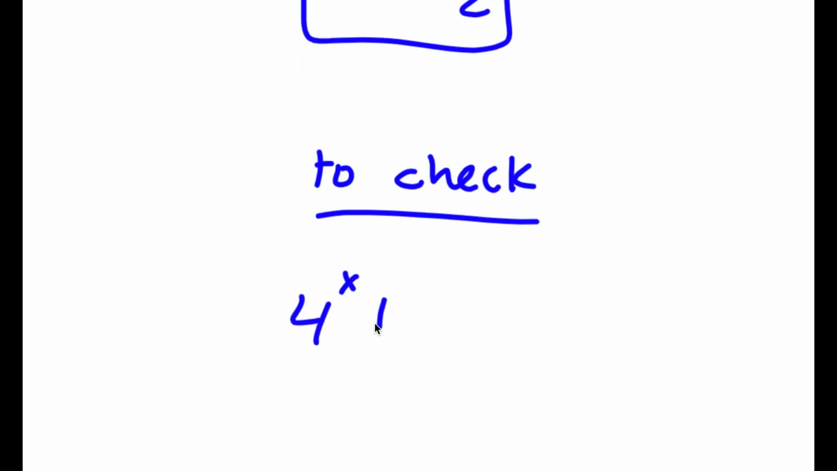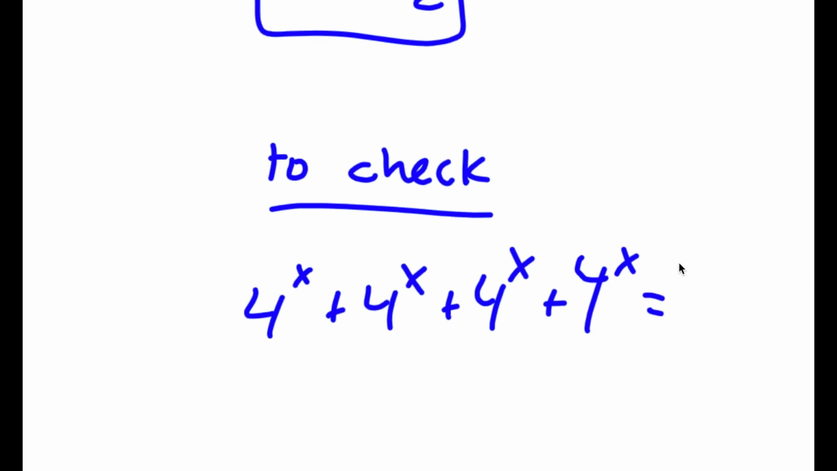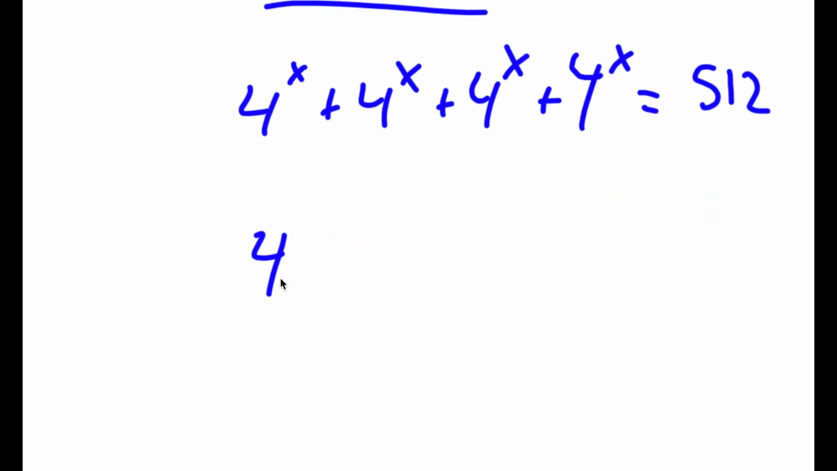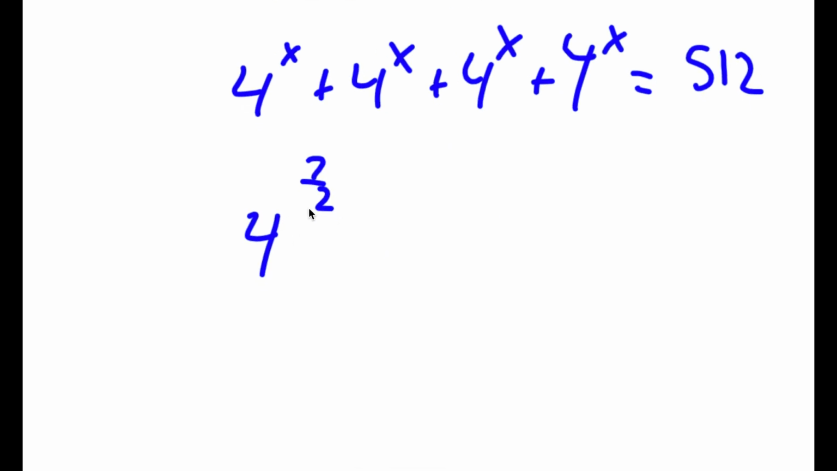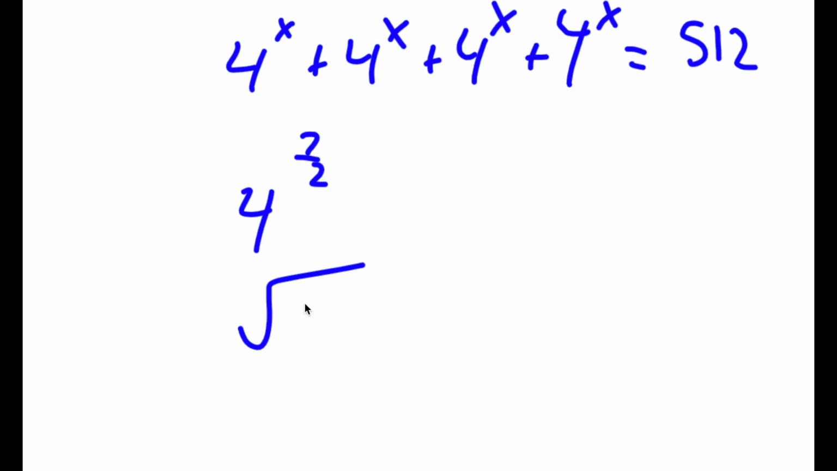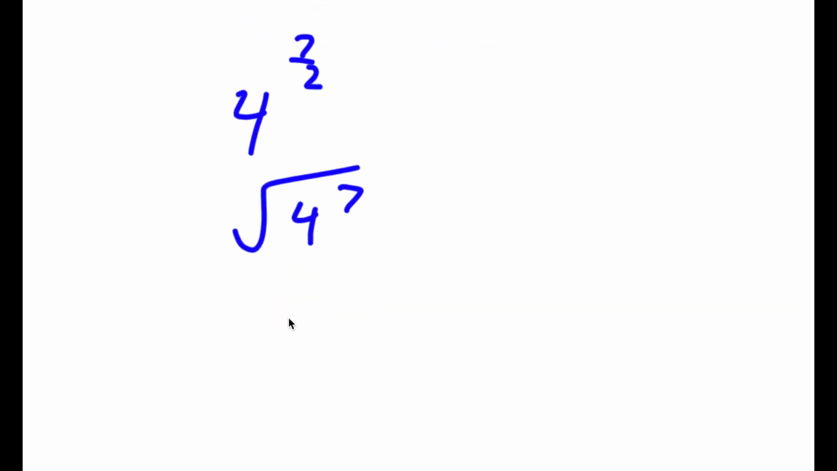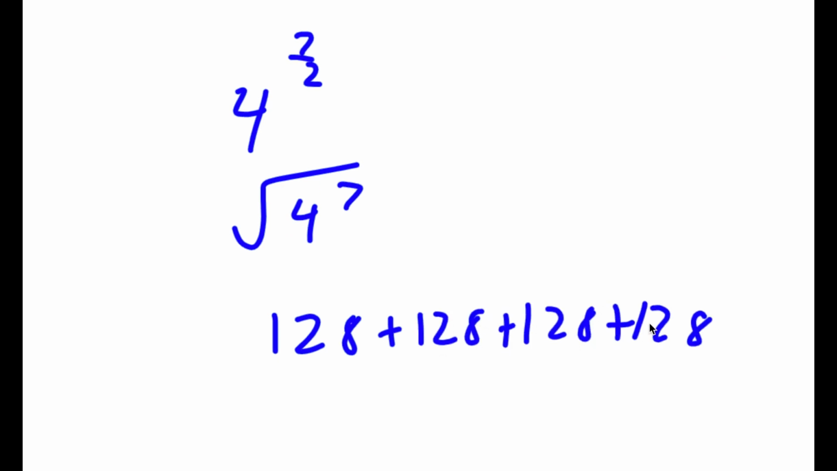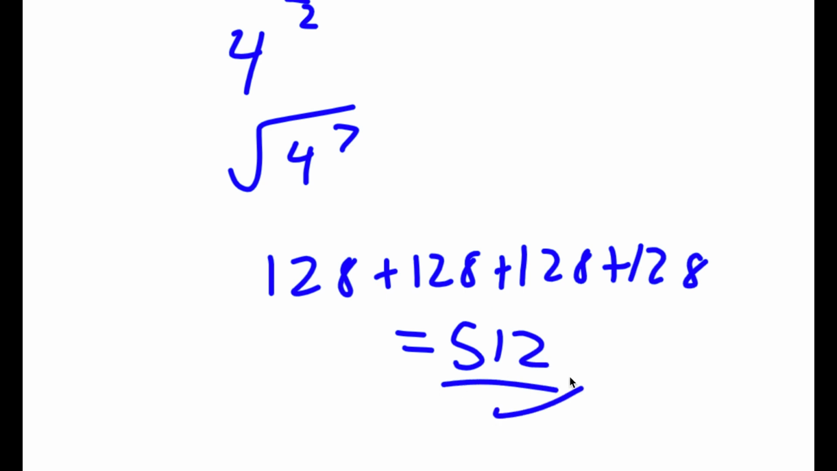I have 4 to the power of x plus 4 to the power of x plus 4 to the power of x plus 4 to the power of x is equal to 512. So 4 to the power of 7 over 2, this is the square root of 4 to the power of 7. So if I plug in this to a calculator, I get that the square root of 4 to the power of 7 is 128. So I have 128 plus 128 plus 128 plus 128, which is equal to 512. So this is right.